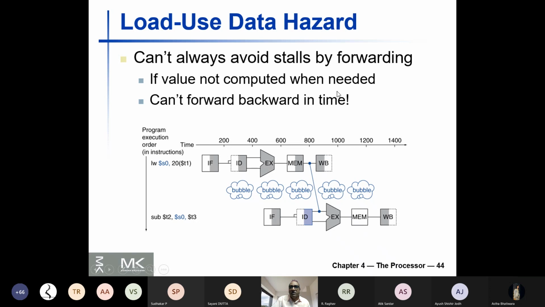If the value is not computed when it is needed, because it is required in this slot, by that time the data is not computed at all. So we need to wait till the data is available. The data is available at this point, so we have to wait for one cycle, so that in the next cycle this data is available, and by using the forwarding principle, you can feed that data into the execution stage. Otherwise, if you don't use forwarding here, then we need to stall for two cycles.